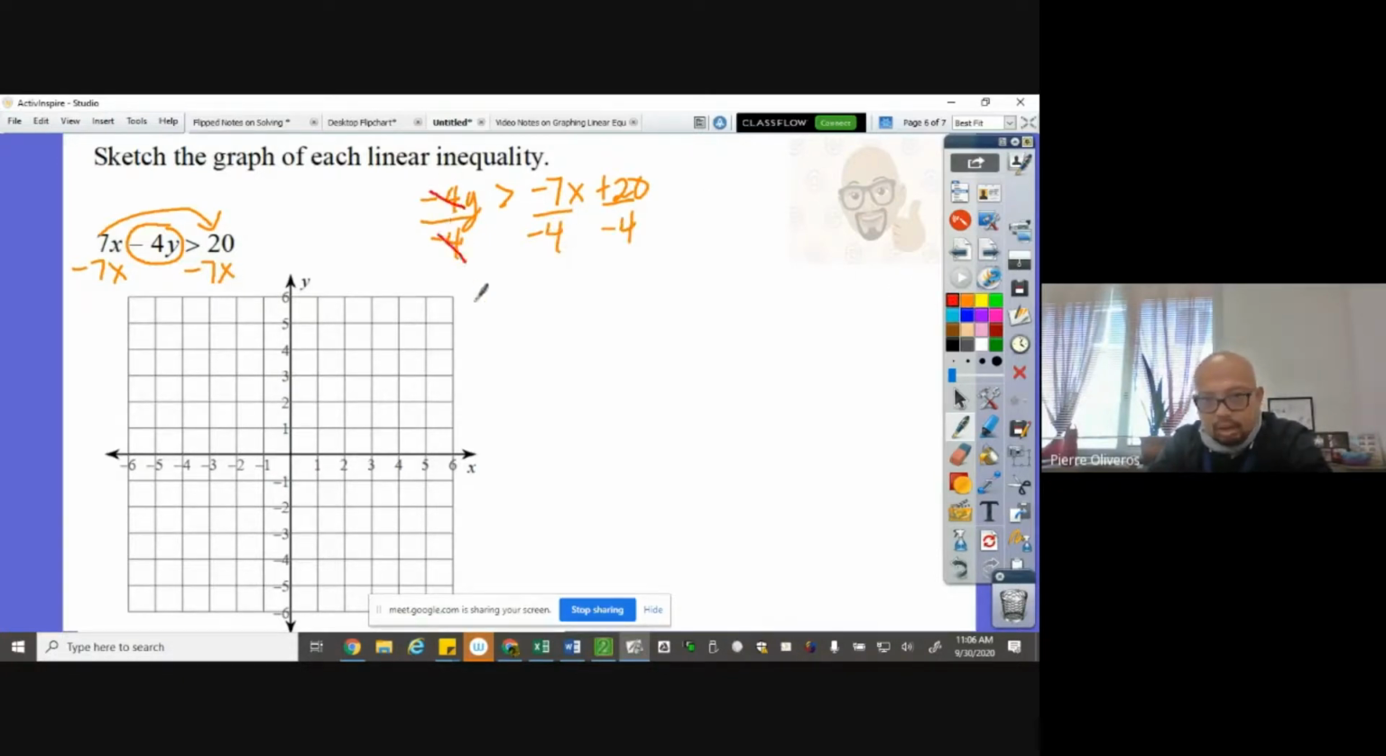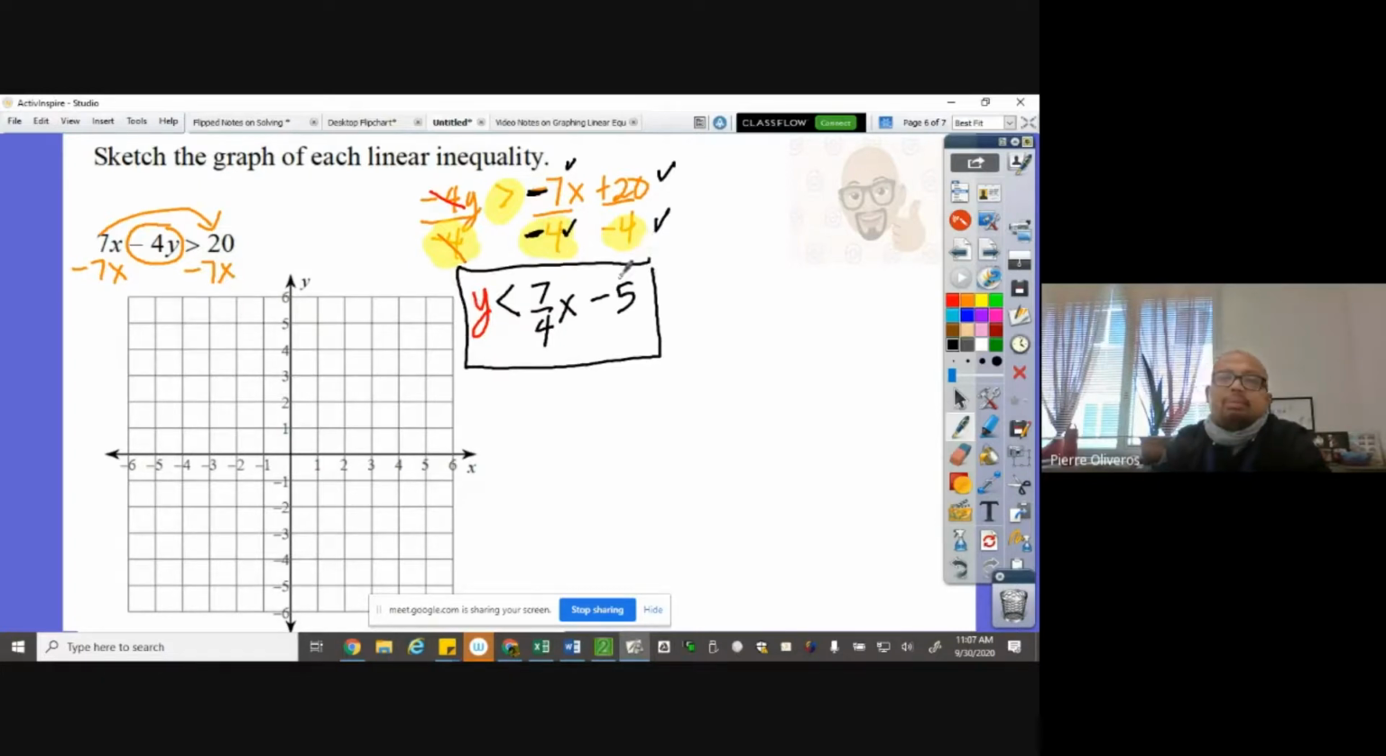So when you divide by a negative, watch out for the sign. This crosses out, y. And hold on, before anything else, if I divide it by a negative number, what happens to my inequality? It flips over. This flips, okay? And negative divided by negative will be positive, so I can leave it blank here. And 7 divided by 4, you cannot simplify it anymore, so leave it 7 over 4 x. Positive 20 divided by -4 is -5. Okay, so our slope here is 7 over 4. The b is 0, comma -5.